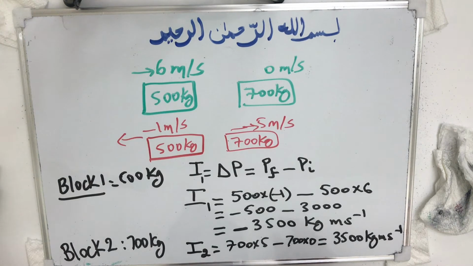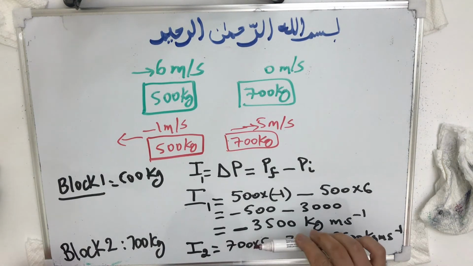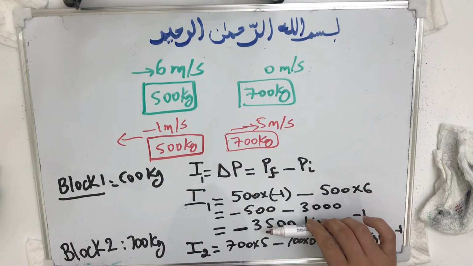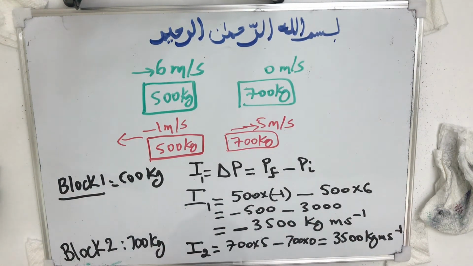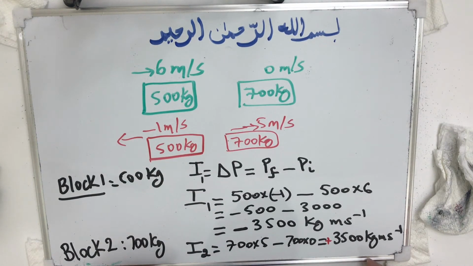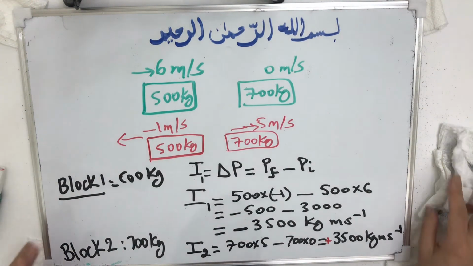Notice the difference in sign here. Here I have a negative sign. It means the force that block 1 is going to be experiencing is going to the left. Here I have a plus sign, I don't have a negative sign. So it means that the 700 kilogram is going to be experiencing a force to the right. Okay, so that's it. Let's continue.